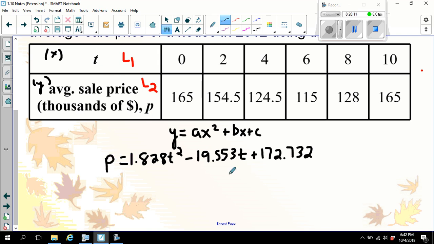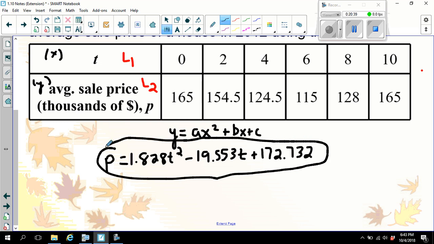Okay, so our quadratic regression is p equals 1.828t squared minus 19.553t plus 172.732. And remember, I just rounded to the thousandths, even though they didn't tell us to do that. I just wanted to be as close as possible. Okay, so that was our first part, writing the regression. So I'm going to circle that so we know that is our answer.